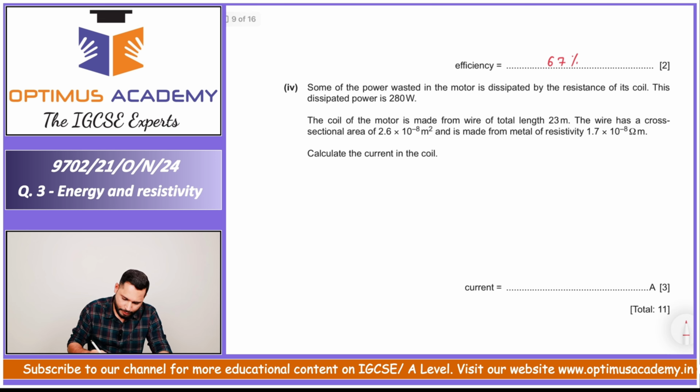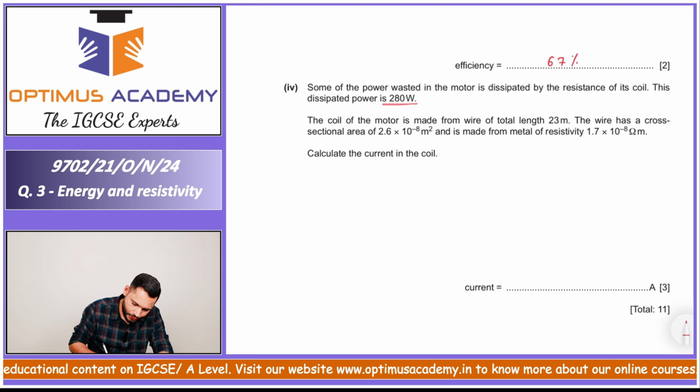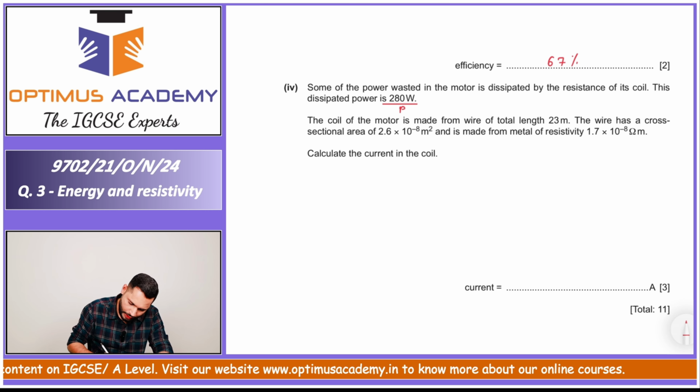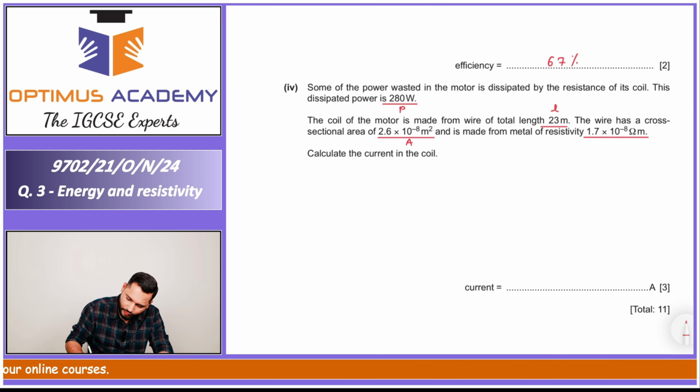Next, some power wasted in the motor is dissipated by the resistance of its coil. The dissipated power is 280 watt. The coil of the motor is made from wire of total length 23 meter. The wire has cross-sectional area of 2.6 into 10 raised to minus 8 meters square and is made from metal of resistivity 1.7 into 10 raised to minus 8 ohm meter. Calculate the current in the coil.